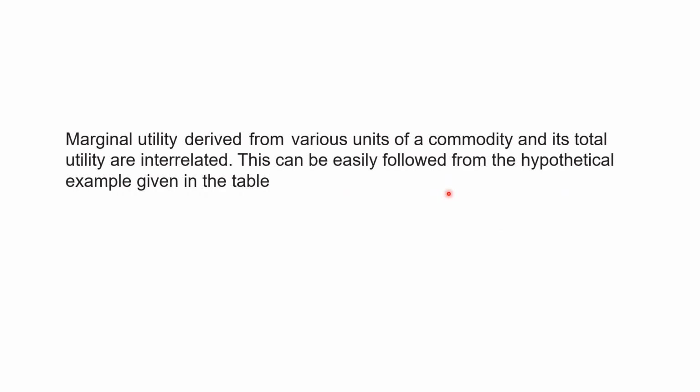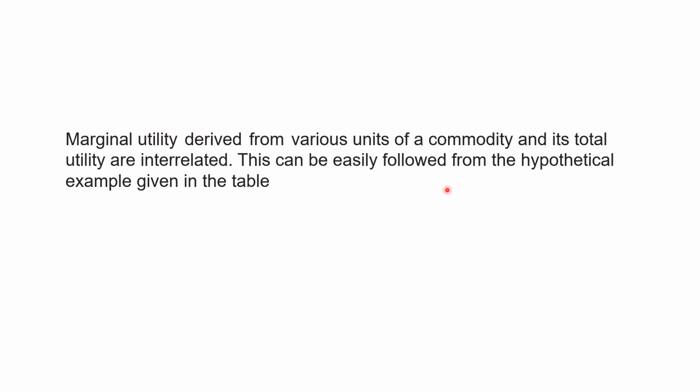So marginal utility is the addition, but in the textbook it's shown as the difference between total utility and marginal utility. In short, it is the addition to the total utility that is called marginal utility. So let's see what the relationship between them is. Marginal utility derived from various units of a commodity and its total utility are interrelated concepts.